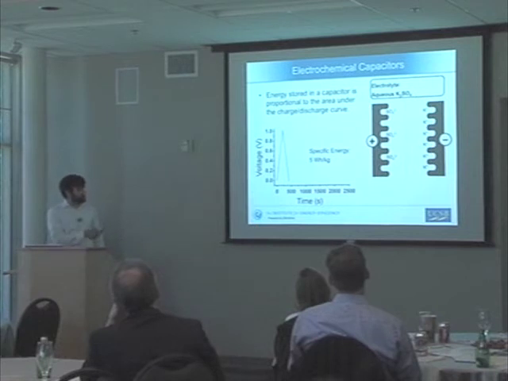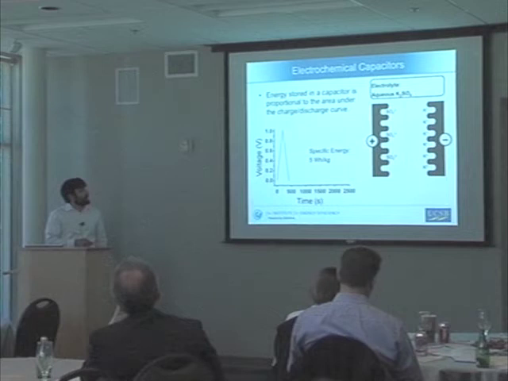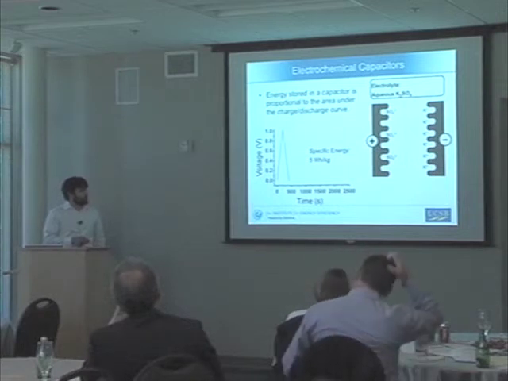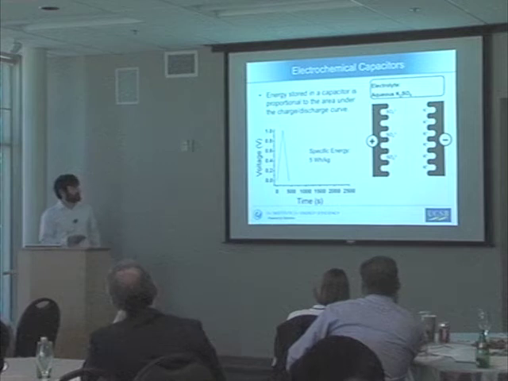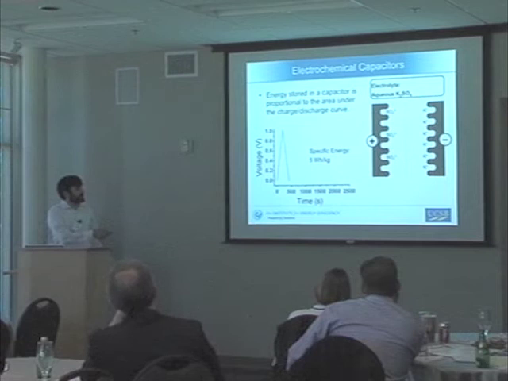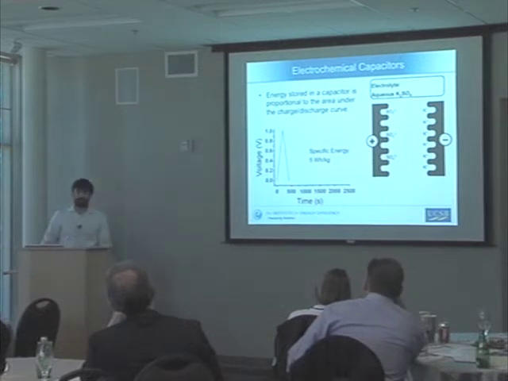This is a typical charge-discharge curve for a supercapacitor. As you charge the device and separate more and more charge between the electrodes, the voltage of the device increases. Once you reach the limit of the electrolyte, you have to stop charging. Then you discharge and get your energy back. The energy stored is proportional to the area underneath this curve. And right now, 5 watt-hours per kilogram is about the limit of commercial supercapacitors.